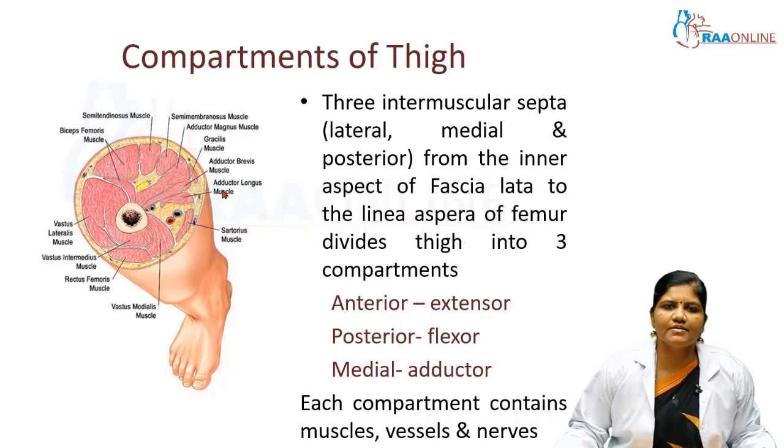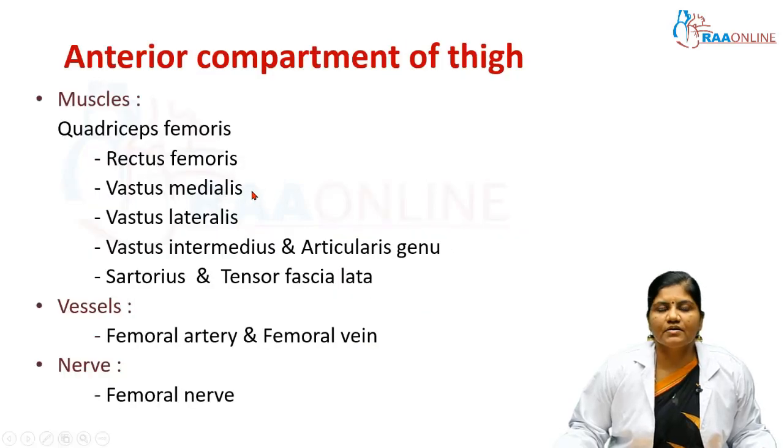Each compartment has muscles, vessels and nerve. In this session, we are going to see the anterior compartment of the thigh. In this, the deep structures are muscles, vessels and nerve.